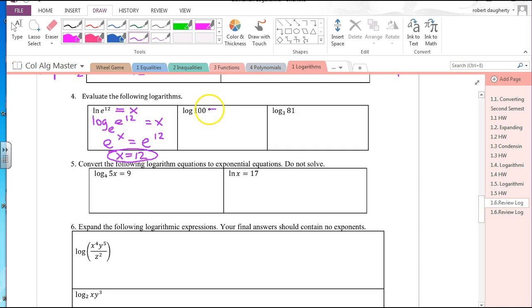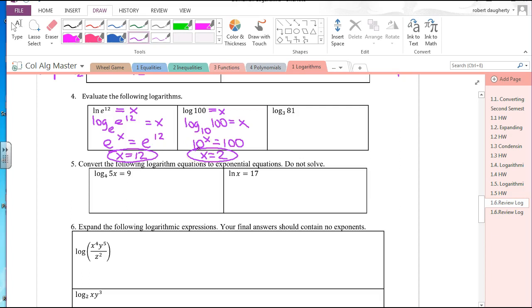The log of 100 equals x. Remember, this is log base 10 if it's not written. So log base 10 of 100 equals x. Convert to exponential, that means 10 to the x equals 100. The only power of 10 that gives you 100 is 10 squared. So x equals 2 in this case.